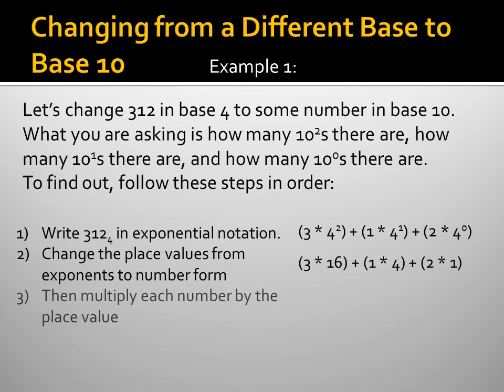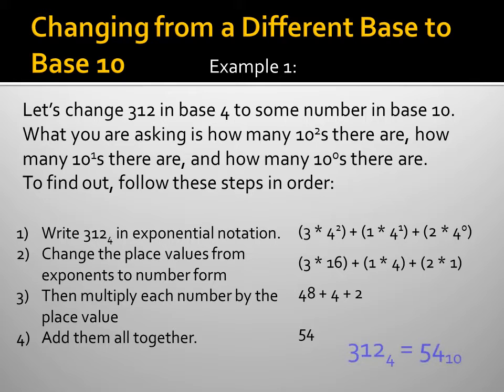Step 3, multiply each number by its place value. So I multiplied 3 times 16, and that's 48. 1 times 4 is 4, and 2 times 1 is 2. And finally, add them all together. 48 plus 4 plus 2 is 54. If you took the time to count the little blocks on the last slide, you probably counted 54 blocks, didn't you? Well, that's the number in base 10. So 312 in base 4 equals 54 in base 10.